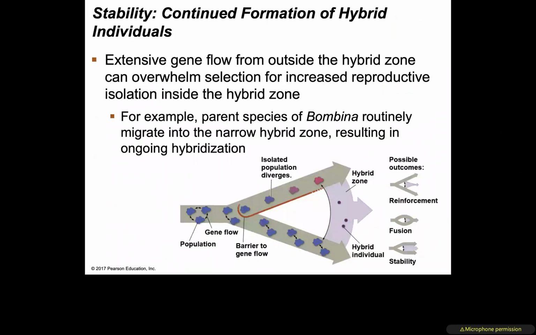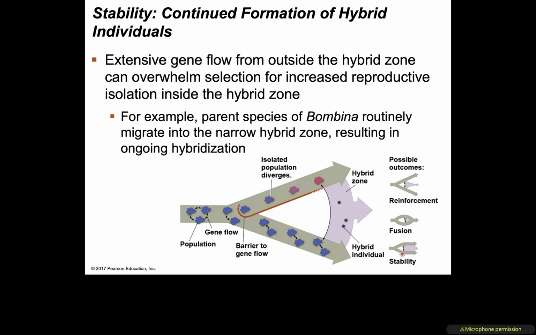Yes. All right, so extension gene flow from outside the hybrid zone can overwhelm some selection for increased reproductive isolation inside the hybrid zone. So in this situation, in stability, you have your original parent population sets, and your hybrids are going to be in between. So that's going to find yourself in a situation of stability.